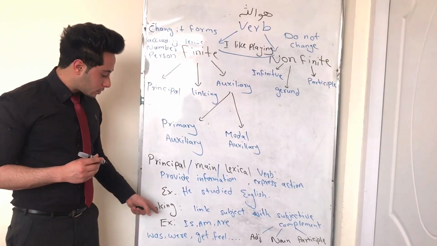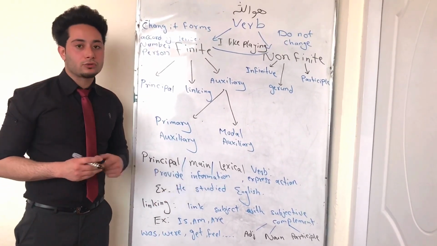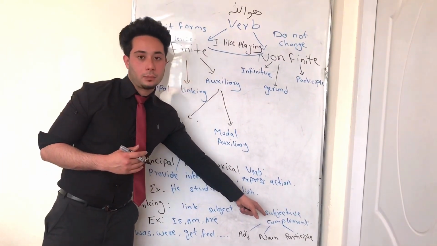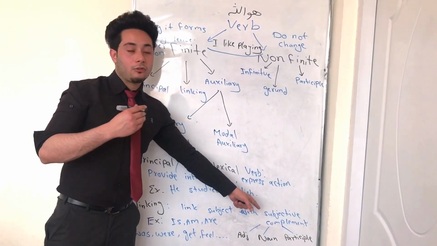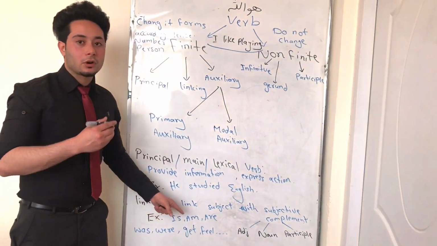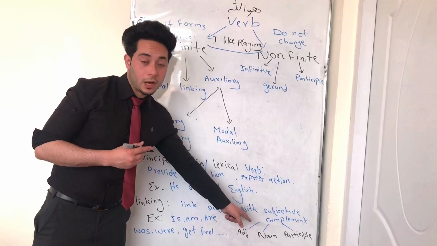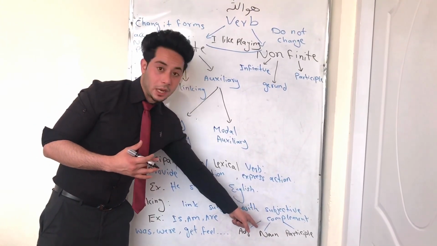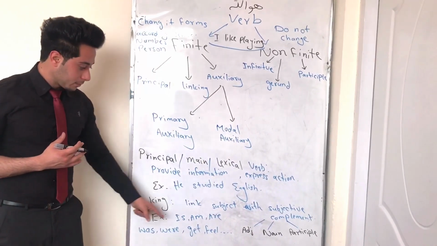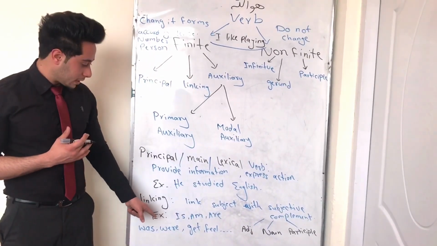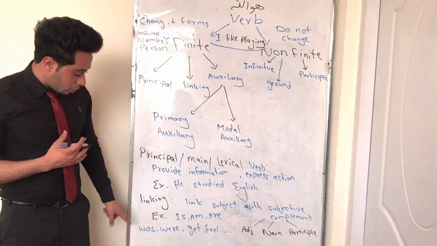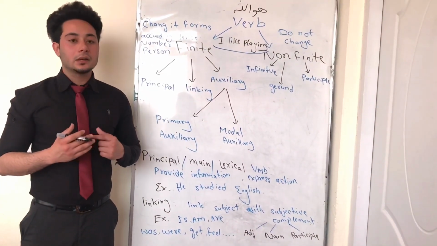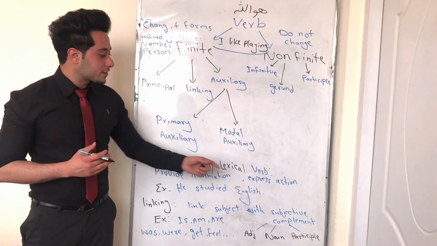And the next one is: what are linking verbs? Linking verbs are those verbs that link the subject with a subjective complement. What is a subjective complement? Those things that follow the linking verbs are called subjective complements. A subjective complement can be an adjective, a noun, or also a participle. For example, some linking verbs are is, am, are, was, were. For example, I am in the class now. In this sentence, am is a linking verb which links a subject with a subjective complement.